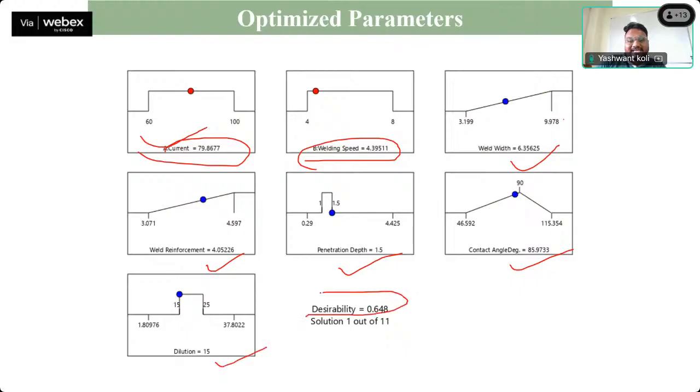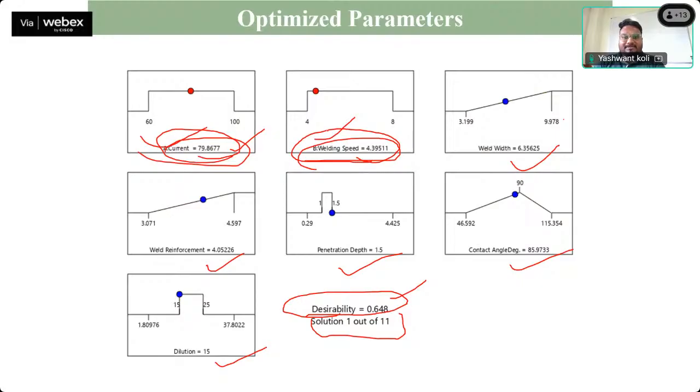So the desirability is 64.8%. That is the repeatability factor, that we can repeat these experiments at a 64% rate. And there are 11 solutions, but this is the best solution that we get. So it is almost 80 ampere current and 4.4 welding speed. So that we can do.